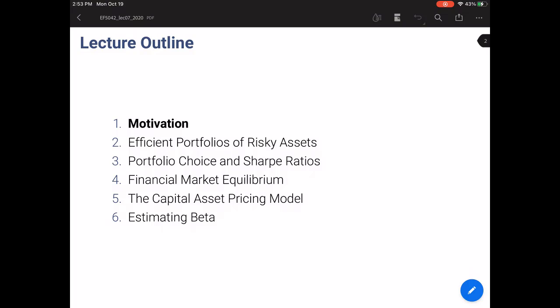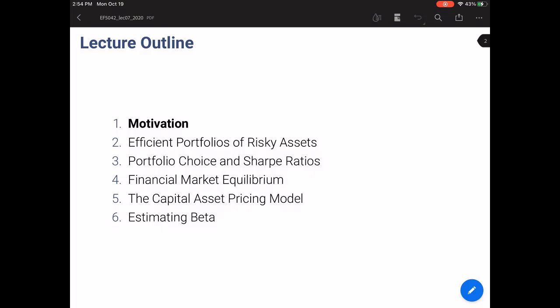And number 5, we will get to the capital asset pricing model and its formula. You most likely have seen this in your other courses, or in the homework assignment, or the ungraded homework assignment. And lastly, we're going to talk about how to estimate certain parameters of this capital asset pricing model, or specifically this beta.